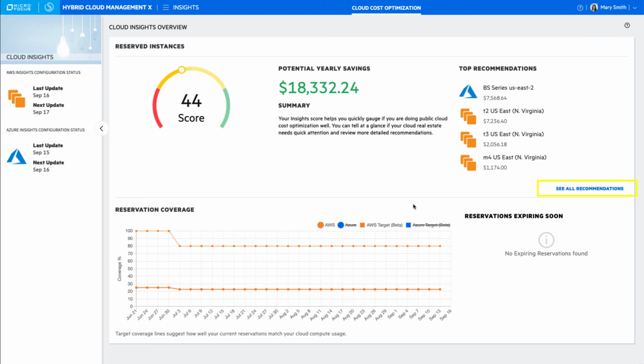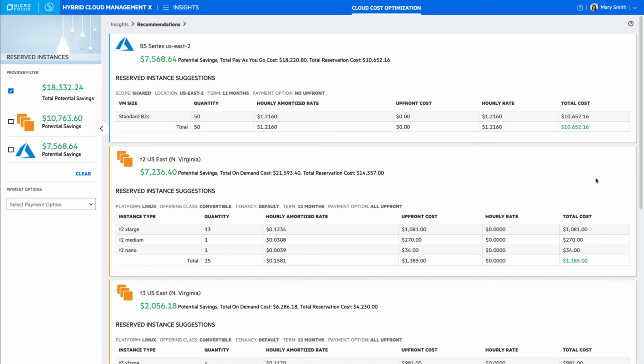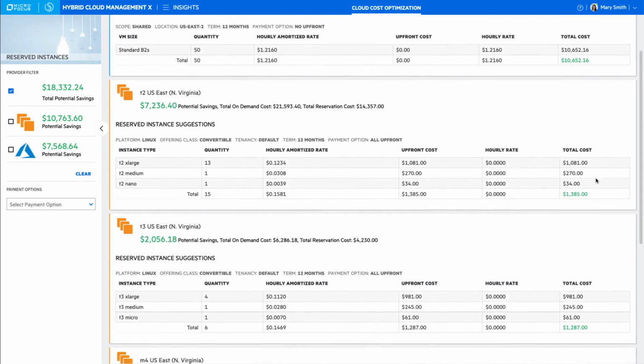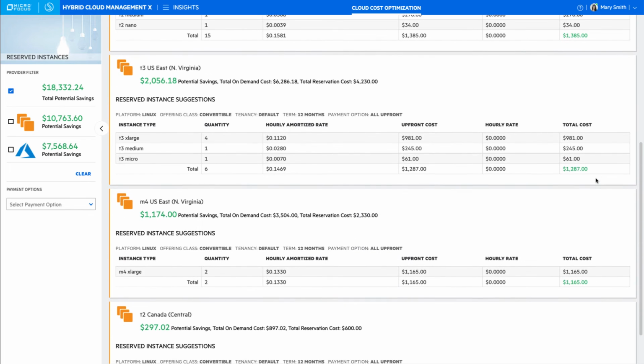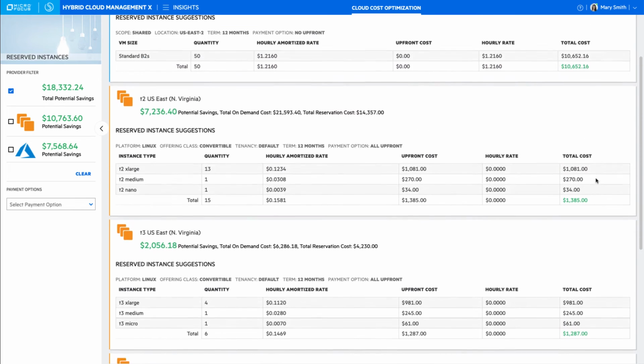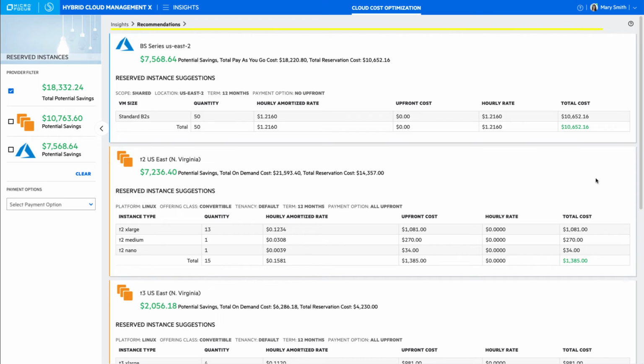Simply click on See All Recommendations and you get an overview of all reservation purchases that make sense for your environment, sorted in order of highest return. So whatever recommendation sits on top, that's the one you should start with. And as you work your way through the recommendations, over time, your actual coverage will match your coverable estate, providing you maximum savings with reservations.